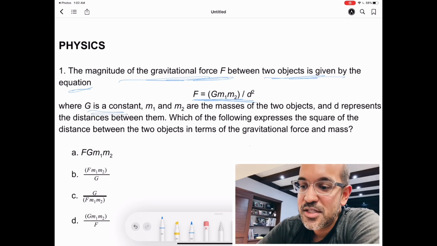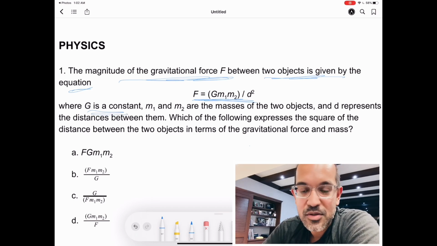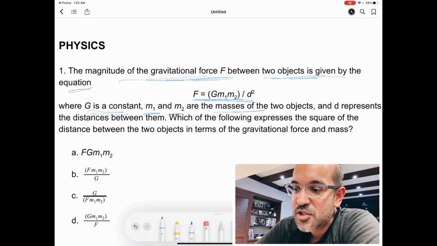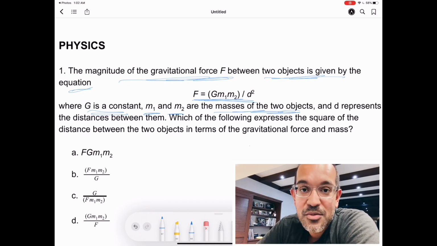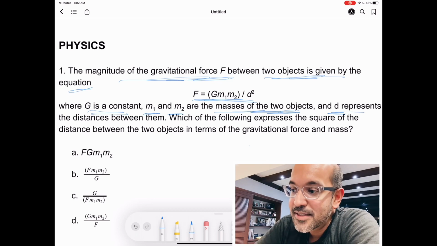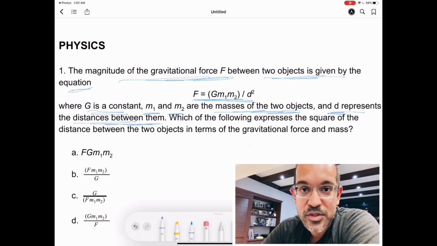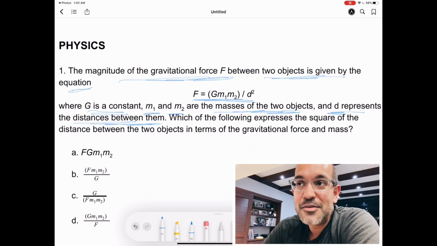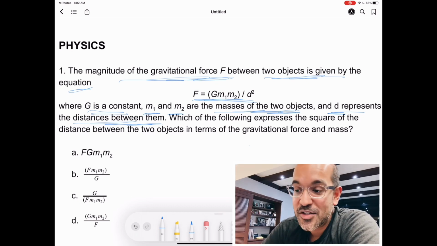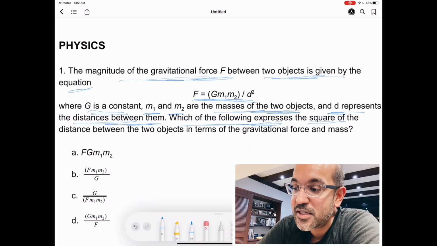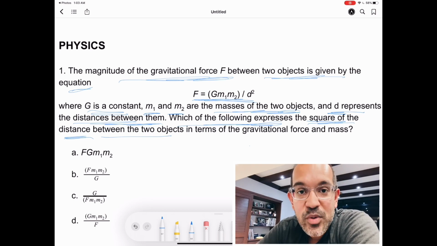So it says G is a constant. That just means G is a number, like a fixed number. M1 and M2 are the masses of the two objects. And the truth is, for this question, you don't even need to know what the variables represent, okay? And D represents the distance between the two objects, okay? Now, the truth is, again, none of that matters, because watch what the question's asking for. Which of the following expresses the square of the distance between the two objects, okay? So the square of the distance between the two objects.